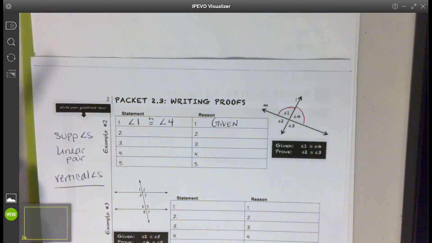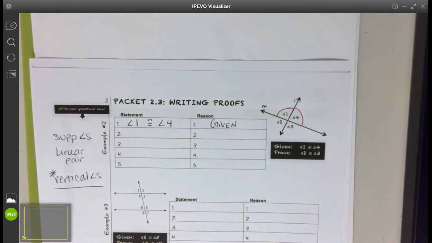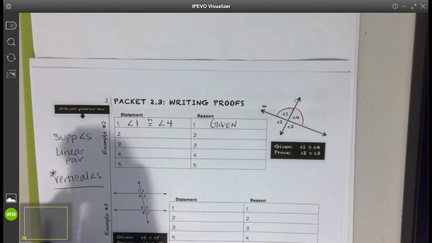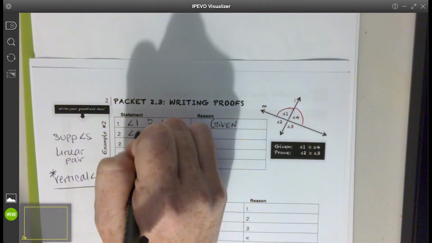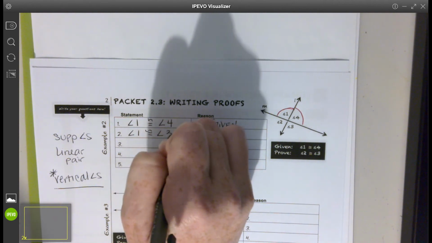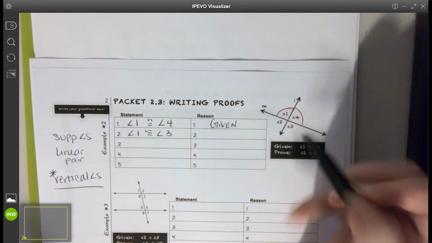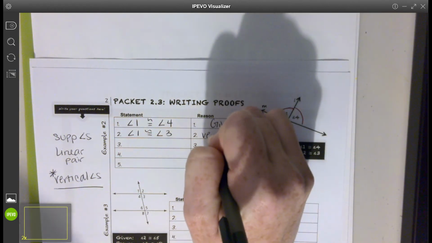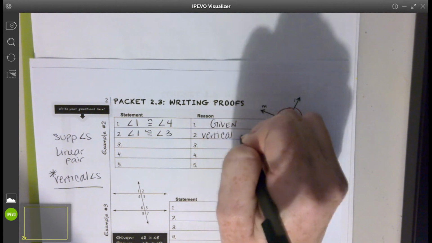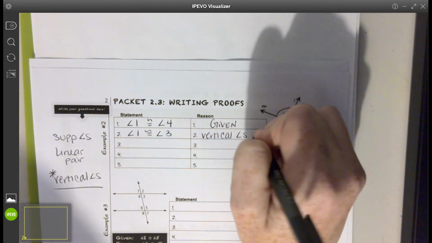Now, thinking about these three pieces of information that I have, what's really going to help me right now is my vertical angles. And that's what I'm going to stick with. So I'm going to link what I know. So I know that angle 1 is congruent to angle 3. So think about that. Angle 1 is congruent to angle 3. And why is that? That is because they are vertical angles. I use symbols wherever I can, so vertical angles are congruent.